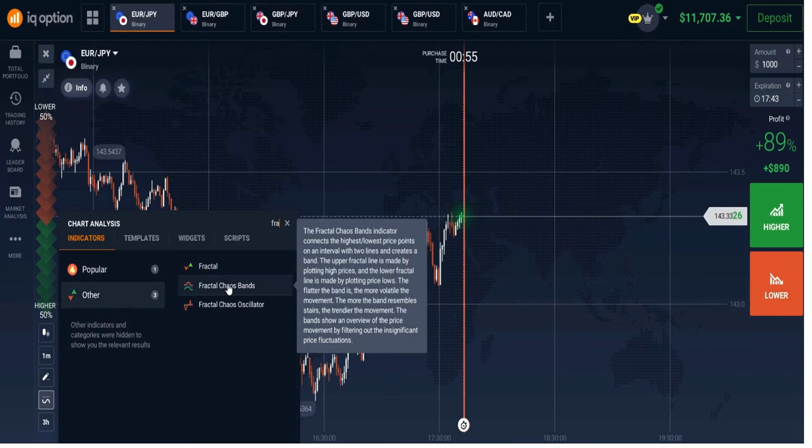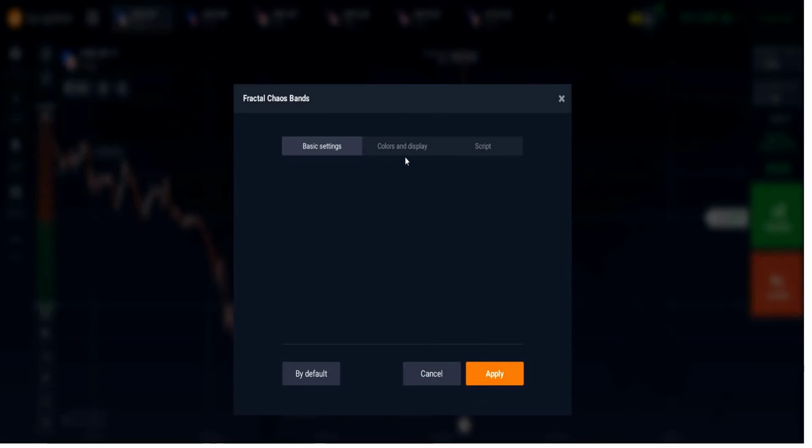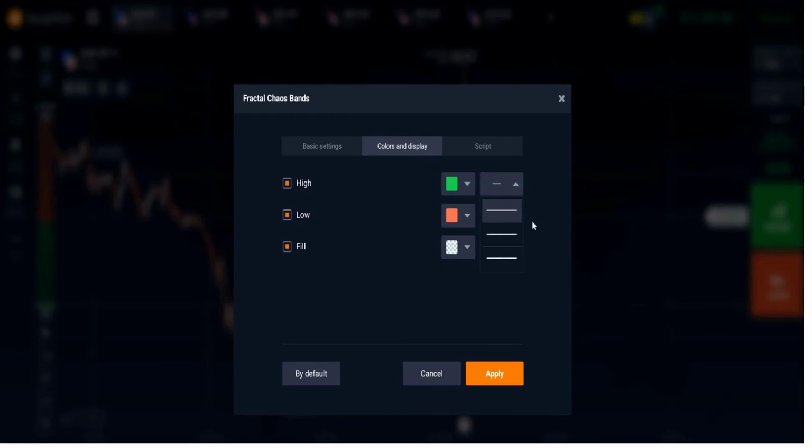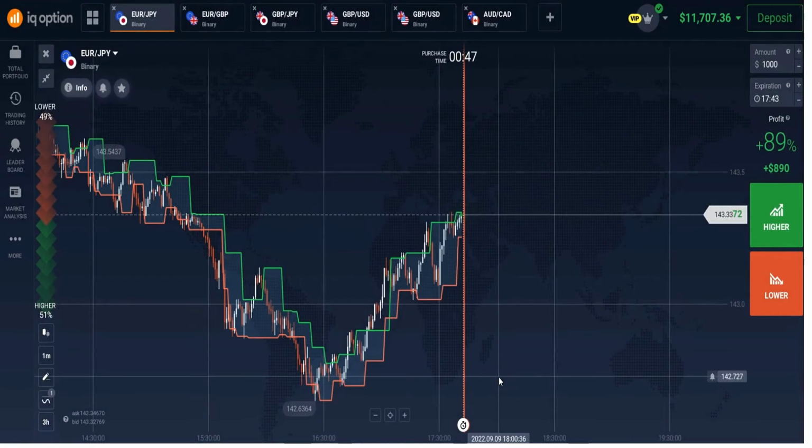First, add the Fractal Chaos Bands indicator. It creates dynamic upper and lower bands around price, acting like natural support and resistance zones. When price reaches these outer bands, it often signals that the market is becoming overextended.